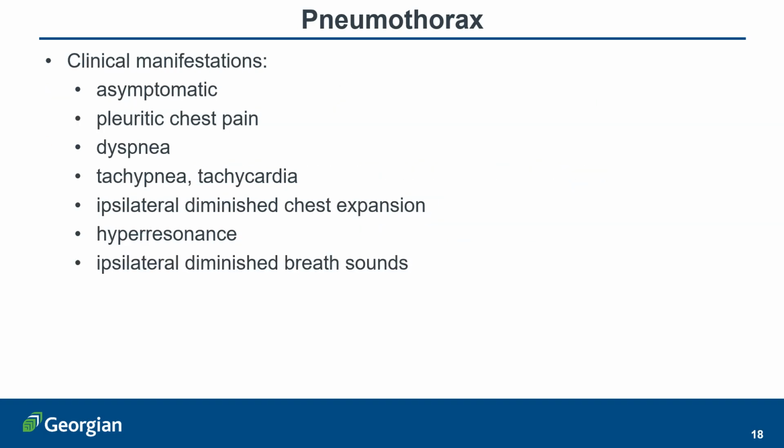So what are the clinical manifestations of pneumothorax? If it is a small pneumothorax, it could be asymptomatic. If it is symptomatic, it could be pleuritic chest pain, dyspnea, tachypnea, as well as tachycardia, which are compensatory responses. As soon as air enters into the pleural space, you're going to have ipsilateral, usually it's only on one lung, diminished chest expansion because the lungs have partially collapsed on that side.